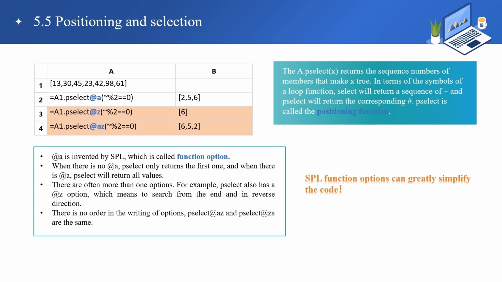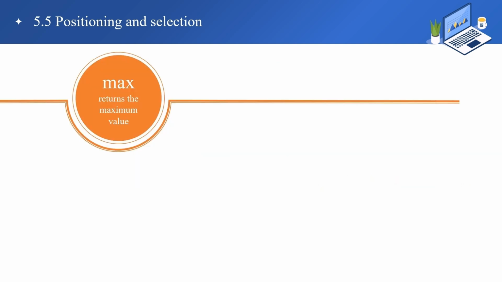SPL function options can greatly simplify the code. At present, there is no such syntax in other programming languages, and the function of some languages also has the concept of option, but it generally exists as an independent parameter. We will see later that in structured data processing, parameters are very complicated, and it is not convenient to pass option information as parameters.